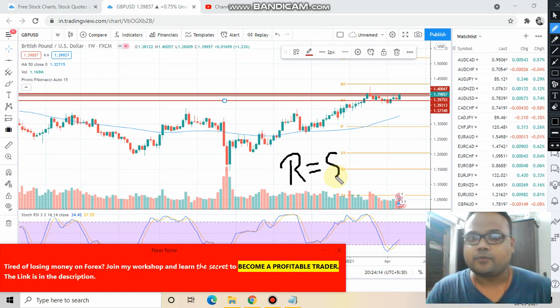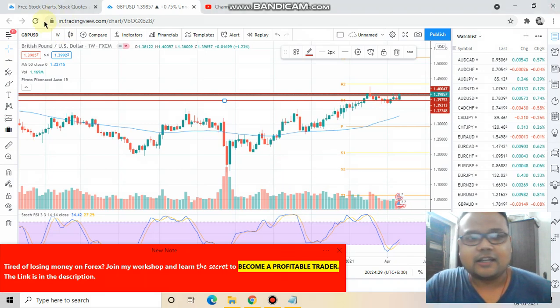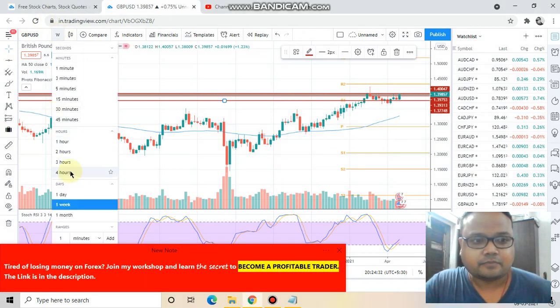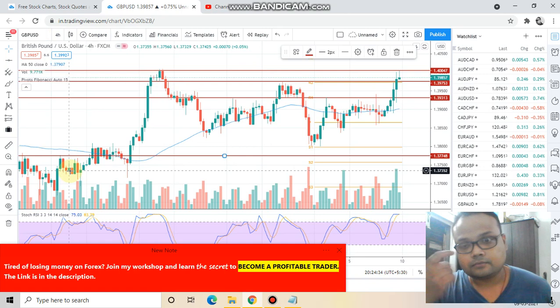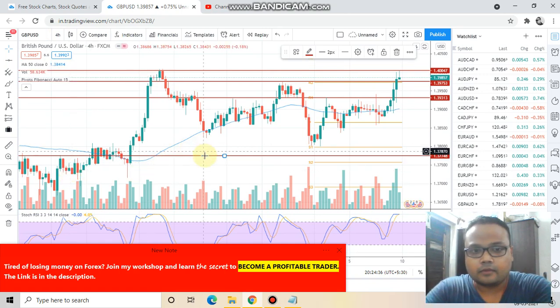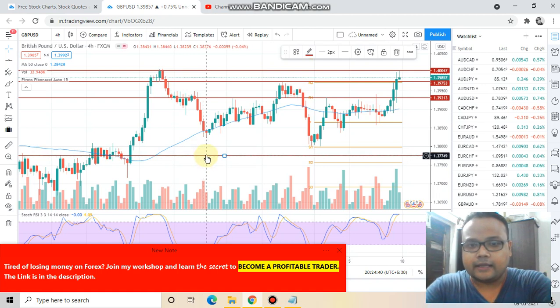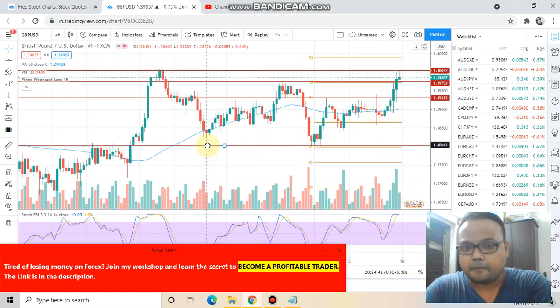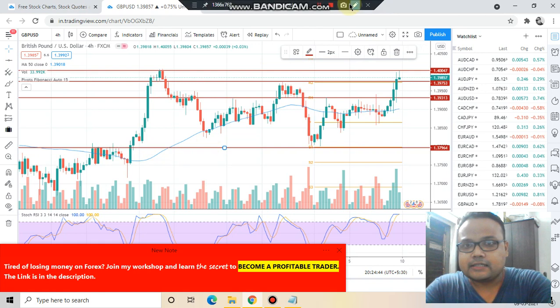Resistance was equal to support and support was equal to resistance. So this level is really very crucial, because as of now this level is acting as a support for the market. If I am sounding very much confused, let me take you to the weekly chart and show you. To put it simply, just remember one thing, let me take you to this level.